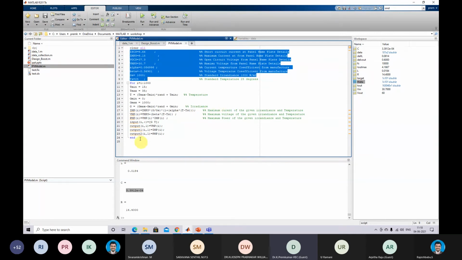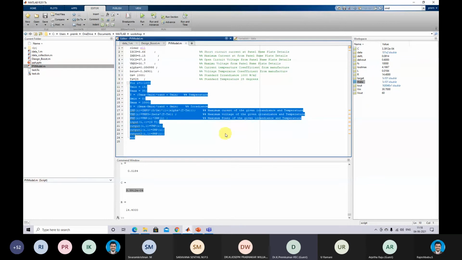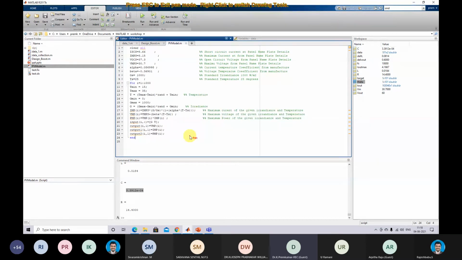And then you have to collect the data for I equal to 1:1000. So I'm going to collect 1000 data here. In order to make the exact model of the solar panel using a neural network, it should receive two inputs. One is temperature, another one is irradiation, right? So random temperature and irradiation are generated based upon these two equations.